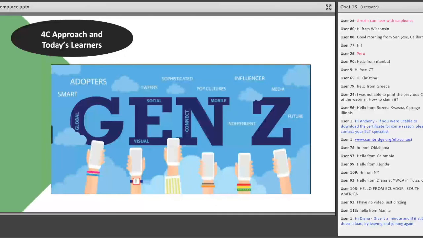And as I'm going through the characteristics, you might want to think about how these characteristics affect their learning. First of all, they need to be connected. They need to be constantly connected. There's zero tolerance for any kind of delay. They want instant gratification. They want instant feedback.